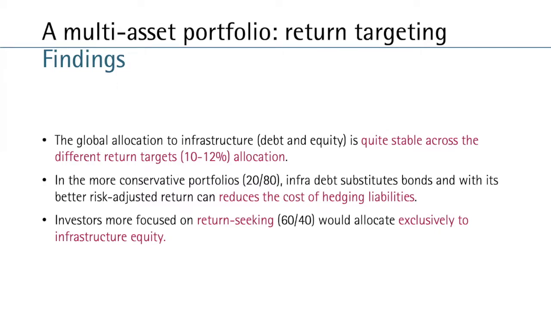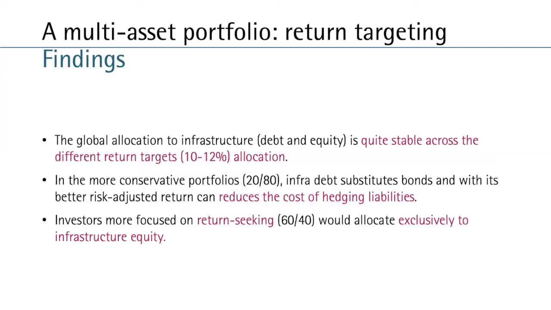Second, in the more conservative portfolios, so that's the 20/80 investing style, infra debt plays a more important role, and it substitutes the need to have more bonds in the portfolio. It has better risk-adjusted return than both corporate and government bonds, and hence it should also reduce the cost of hedging the liabilities.